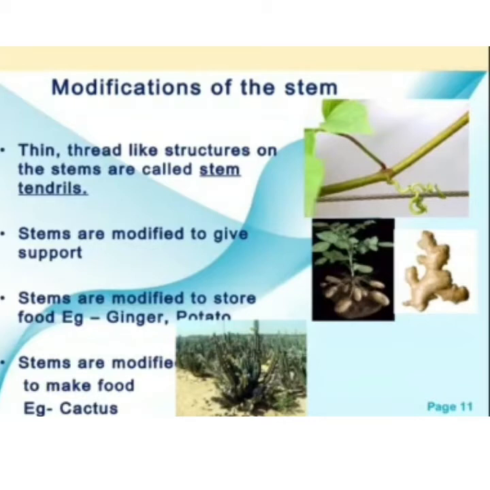The next one is that stems are modified to store food also. How are the stems modified for storing food? The stem is changed in the form of storing food. What examples have we seen? Ginger, or we can say adrak, and potato. These are all examples of modified stem parts.